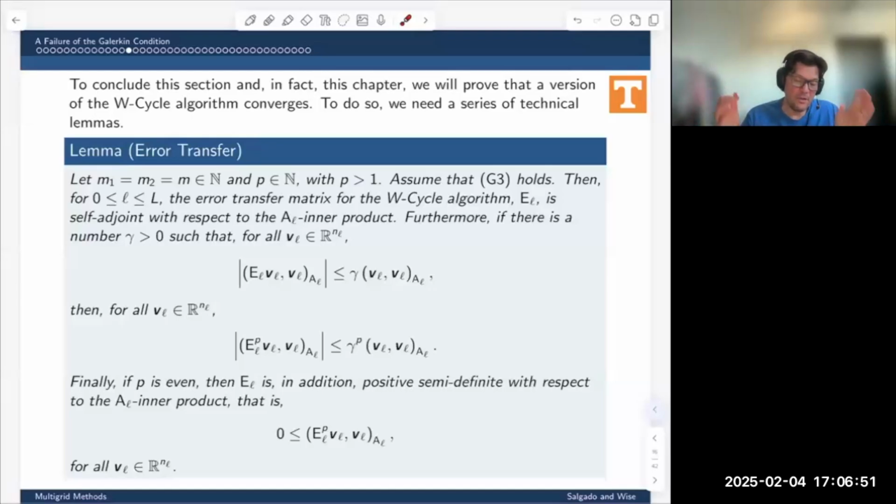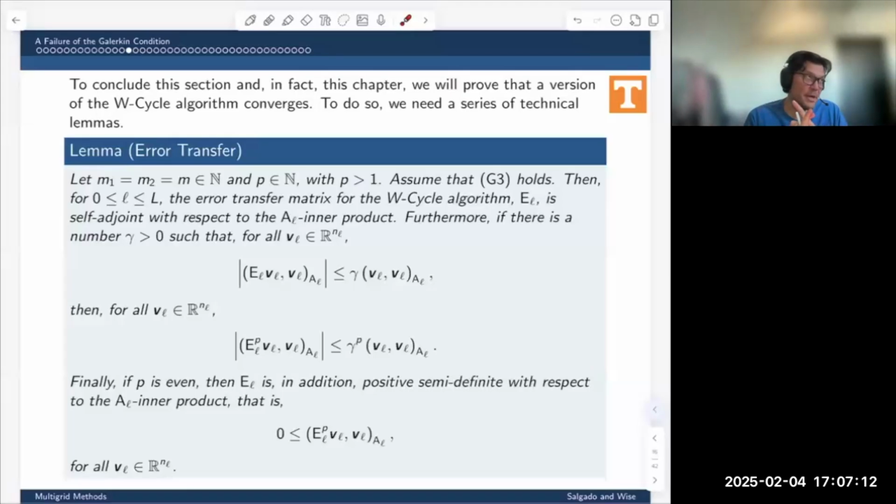Okay, so what I'm going to do now is prove a series of technical lemmas, state them. I might prove some of them, might ask you to prove some of them. But in any case, we'll go through a few of these technical lemmas that we're going to need to prove that the generic W cycle algorithm converges. So that's the very first thing we want to do.